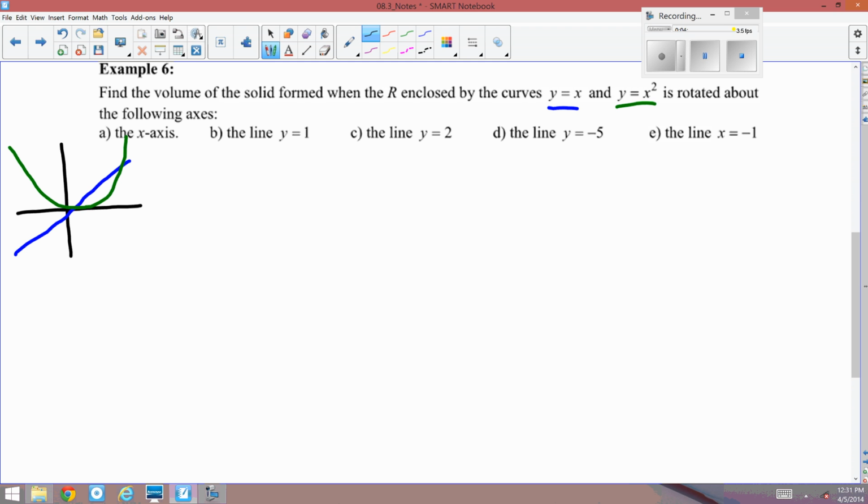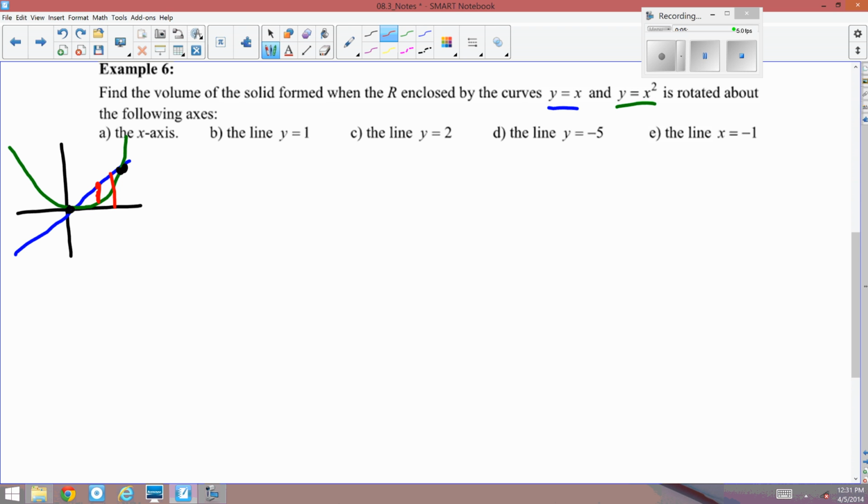Right, so they're going to intersect at 1 and 0. And this time we're going to rotate it about the x-axis. So here's my dx. That would be perpendicular to the x-axis. If we rotated it about this, it would be perpendicular. There's going to be that gaping hole there. All right, so we're going to use the perpendicular method.